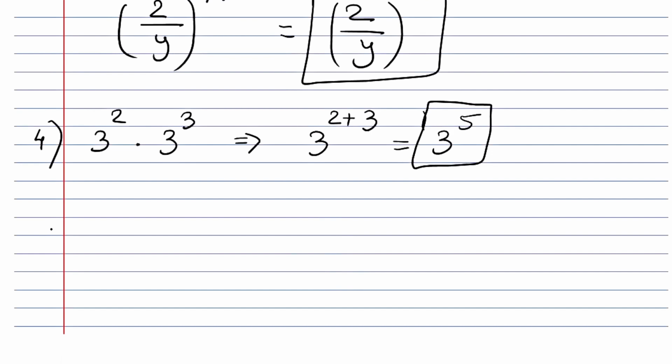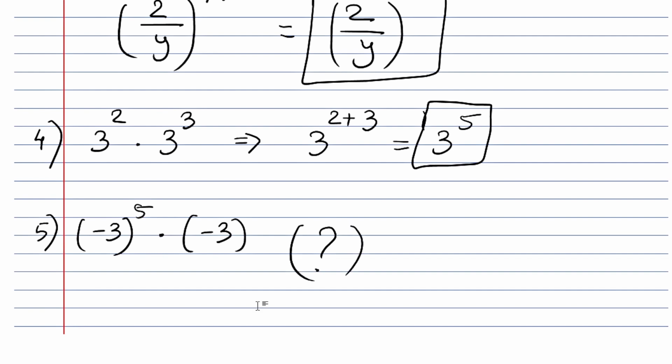Now, I want you to solve the fifth equation, which is minus 3 raised to 5 multiplied by minus 3 raised to nothing. Remember, if it's nothing, we count it as 1. So I want you to solve this and let me know the answer in the comments by using the product rule of exponent formula.